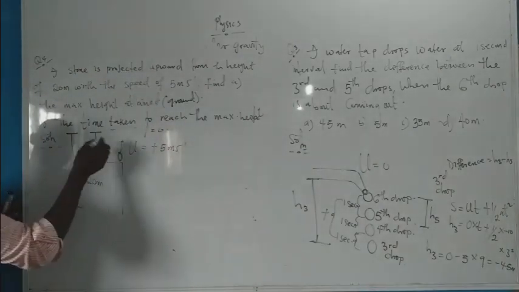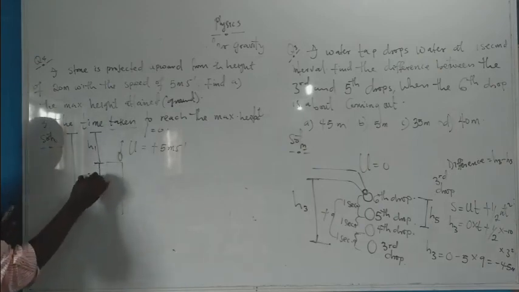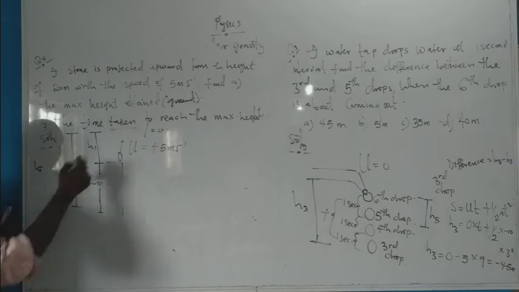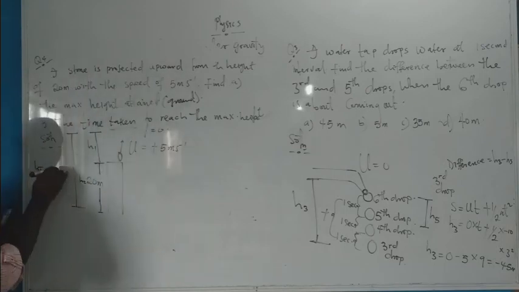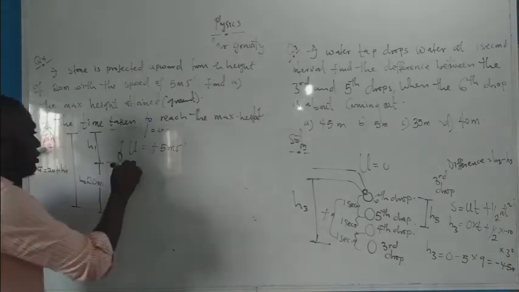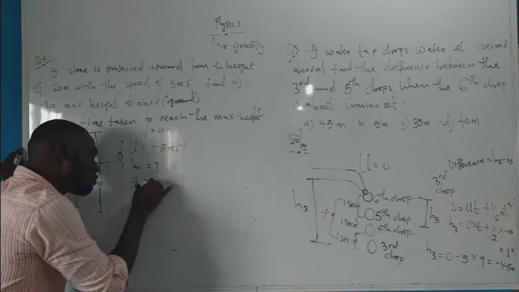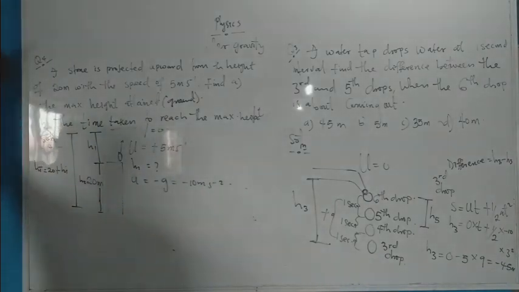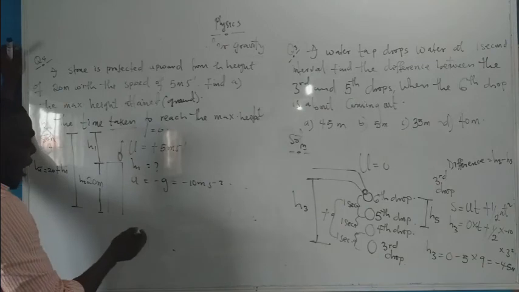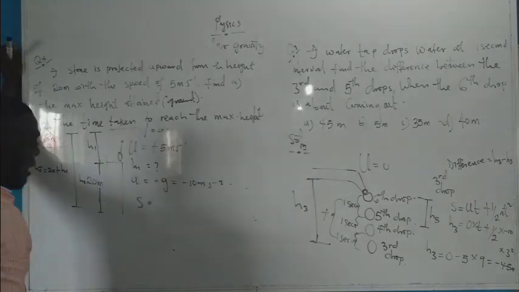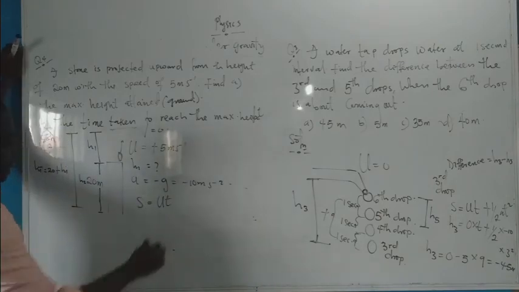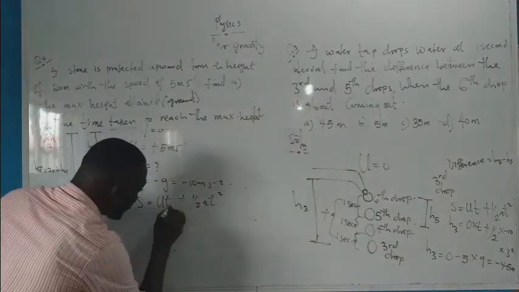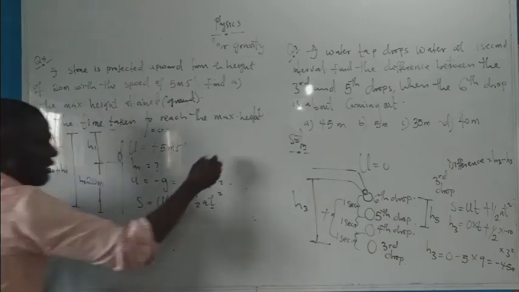From here to here, let's call this H1. From this to this, let's call this H2. So H total, which is the maximum height, will equal 20 plus H1. H1 is unknown. Acceleration is always minus g when moving upward, that's minus 10 meters per second squared. So V equals 0. We have S equals UT plus 1 over 2 AT squared. The time to reach the maximum height is unknown, so we can look for T.